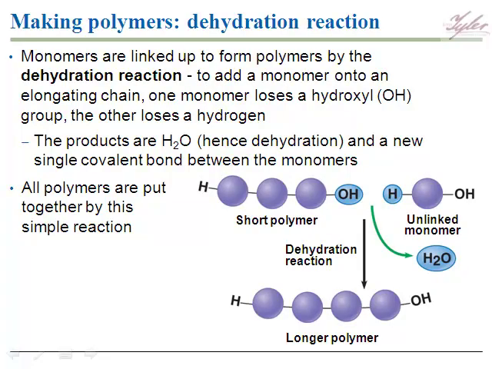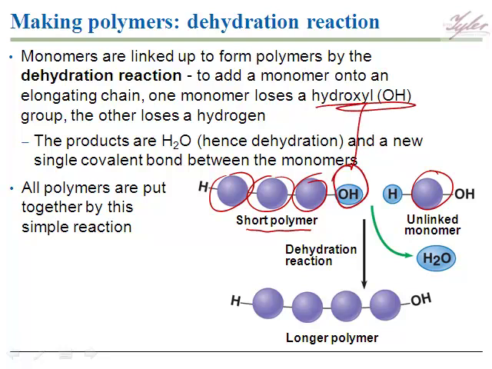Now we left off talking about polymers and dehydration synthesis. Monomers are linked up to form polymers by dehydration reaction. Basically, you add a monomer onto an elongating chain and one monomer loses a hydroxyl and the other one loses a hydrogen. And you can see this with the short polymer here. Notice multiple monomers linked together, and we're going to add this monomer on. The hydroxyl is right here, the one we're going to lose, and the other one loses the hydrogen, which is right there.